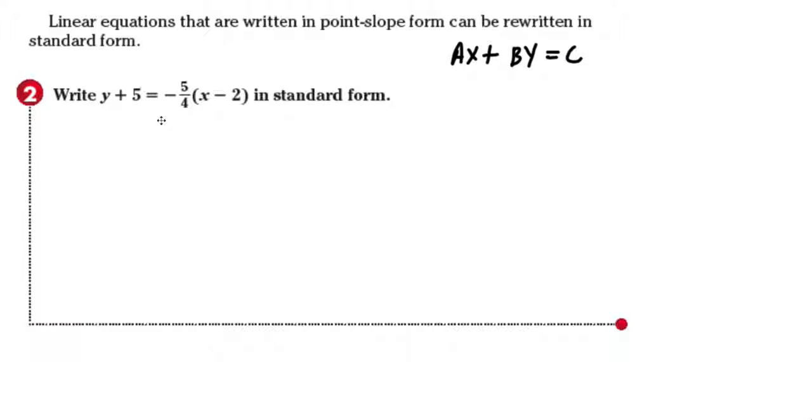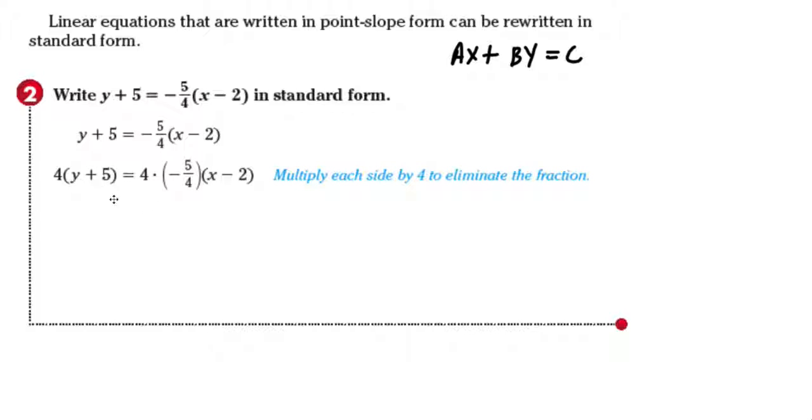First and foremost, we want to get rid of that fraction. But before we do that, let's copy the problem. Then we get rid of the fraction by multiplying both sides by 4. So you end up with 4 times the quantity y plus 5 is equal to 4 times negative 5/4 times the quantity x minus 2. Simplifying that using the distributive property, we have 4y plus 20 is equal to negative 5x plus 10, because the 4 cancels out, and you distribute negative 5 to x and negative 5 to 2.